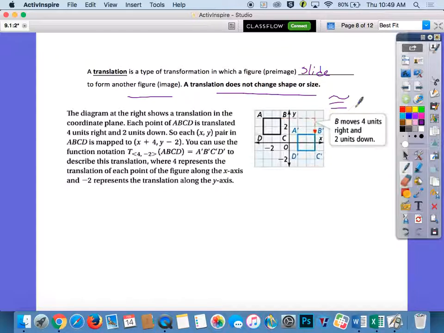So the diagram at the right shows a translation in the coordinate plane. All right, so each point of A, B, C, D is translated 4 units to the right and 2 units down. Okay, so this guy, for example, look at 1 point, 4 right, 2 down. So one way that you guys have seen it before is written like this. This is how you're going to see it now. T for translation, 4 to the right, 2 down. This is the only thing that's really new, is getting used to this vector notation, you guys. It's telling you the direction that it's going in. All right?